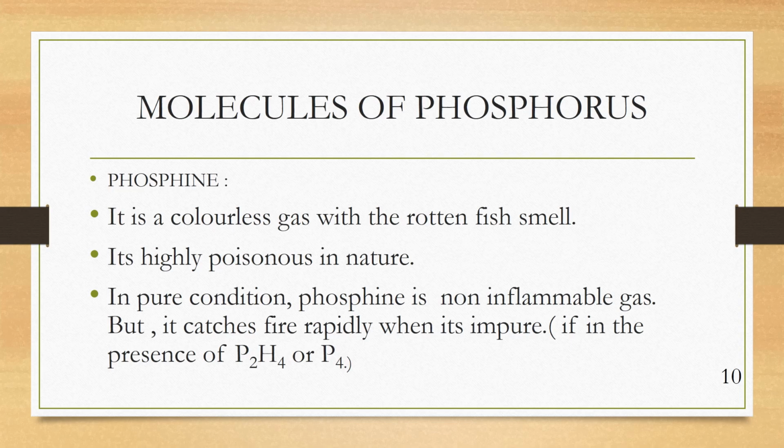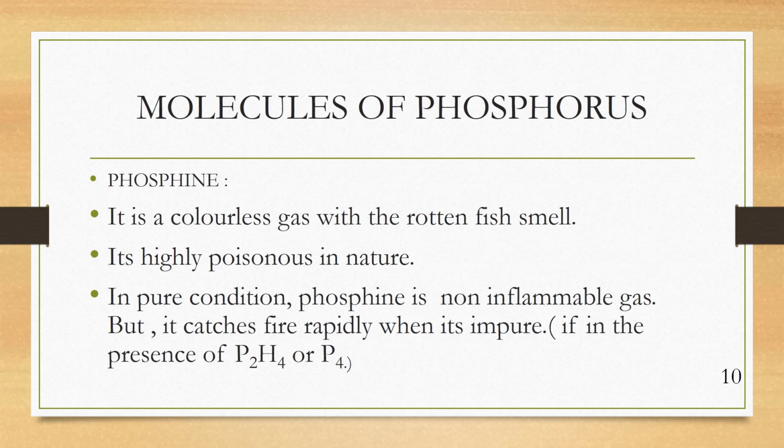Coming to the different molecules of phosphorus, the first and the most important molecule is phosphine with the formula PH3. It has a structure similar to that of ammonia, that is, it has a trigonal pyramidal structure. Phosphine is a colorless gas with a rotten fish smell. It is highly poisonous in nature.